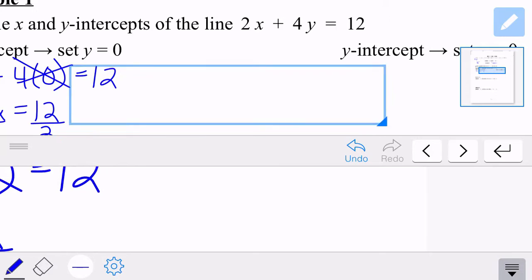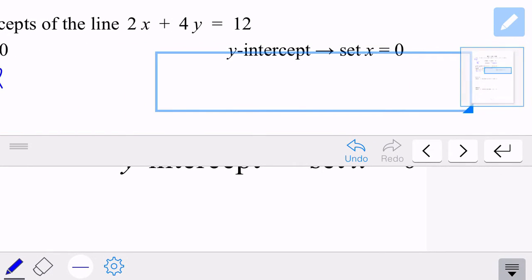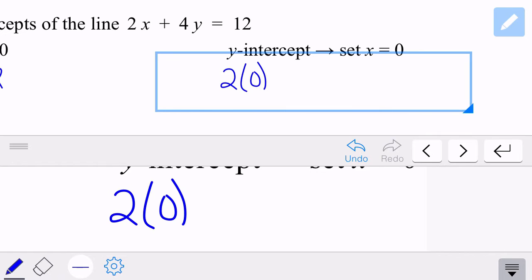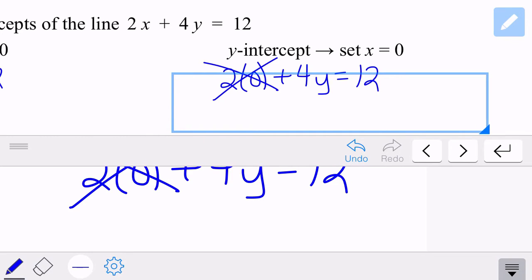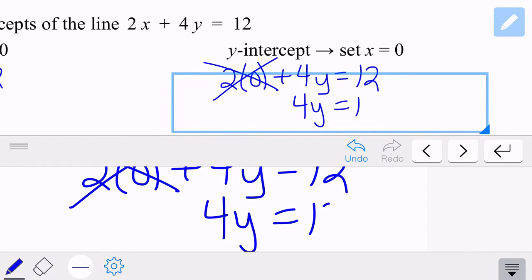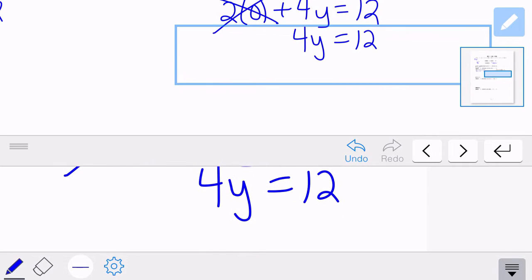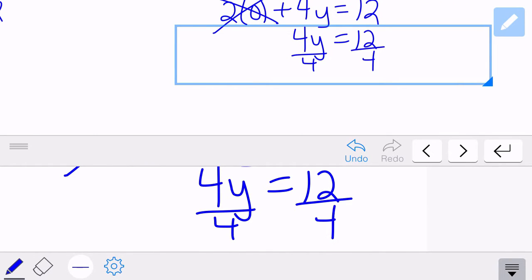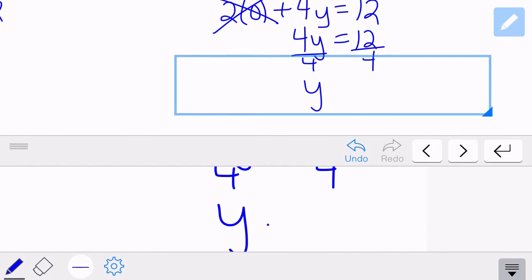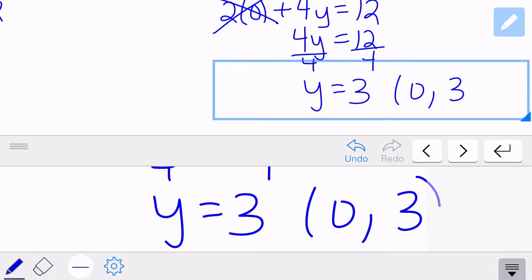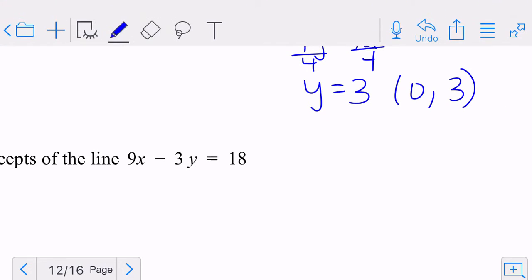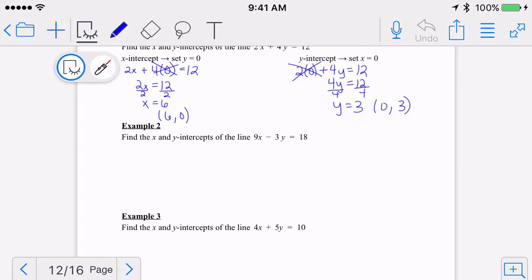All right, let's go back and do the y-intercept now. So we want x to be 0, so we're going to plug in 0 for the x and have 4y equal to 12. So what happens there? The 2 times 0 part goes away because 2 times 0 is just 0. So 4y equals 12. That's what we have left. And then we've got to solve for y. So we want to divide both sides by 4. And then y would be equal to 3. That would give us the point 0, 3 for the y-intercept. Okay, so that's how we handle that.